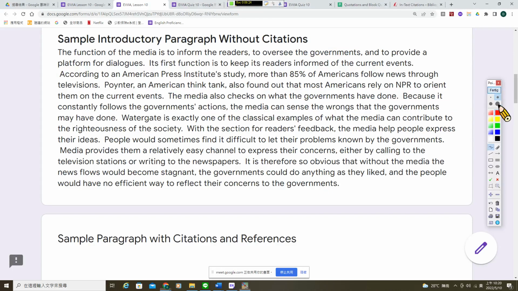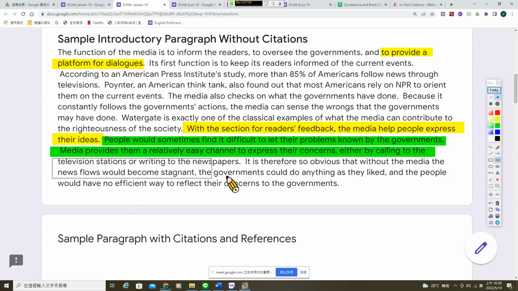Okay, so the next one is, with the section for readers' feedback, the media can help people to express their ideas. So look here, this one reflects and enhances the argument to provide a platform for dialogues. And this one, people would sometimes find it difficult to let the governments know their problems, and the media provides them a relatively easy channel to express their concerns, either by calling the television or writing to the newspapers. So look here. And the argument here is also my reasoning.